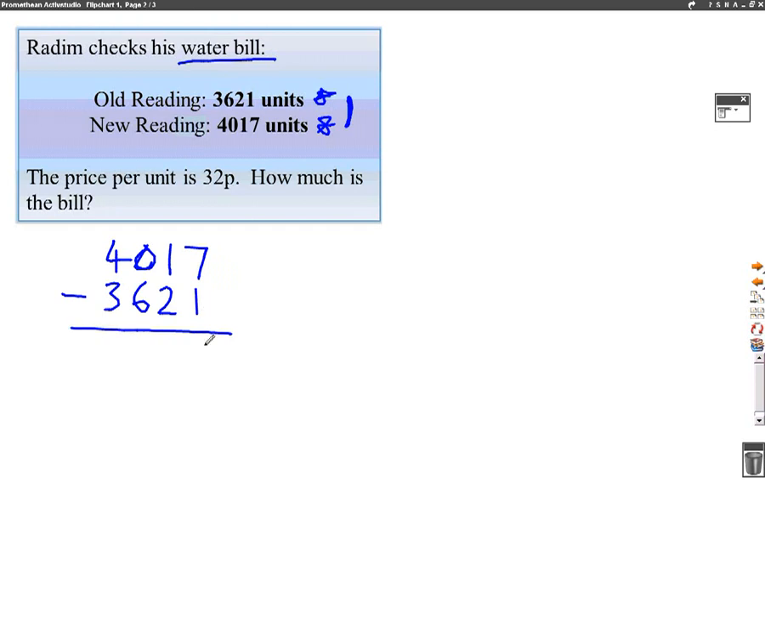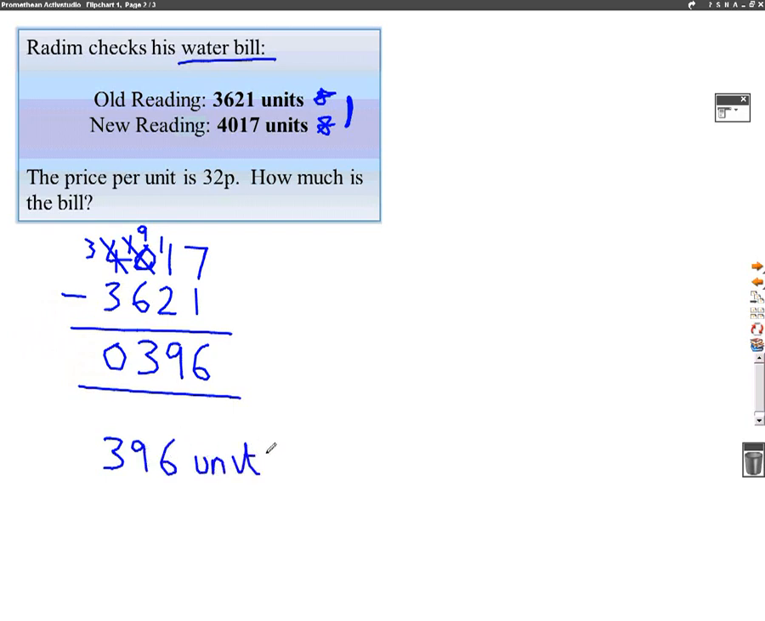So 7 take away 1 is 6. 1 take away 2 can't do, so I need to borrow. We'll borrow from the 4, making it a 3. Makes that a 10. We'll borrow from the 10, making it a 9, which makes that an 11. So 11 take away 2 is 9. 9 take away 6 is 3. And 3 take away 3 is 0. So the first thing I worked out is that Redeem uses 396 units in the time that they give.